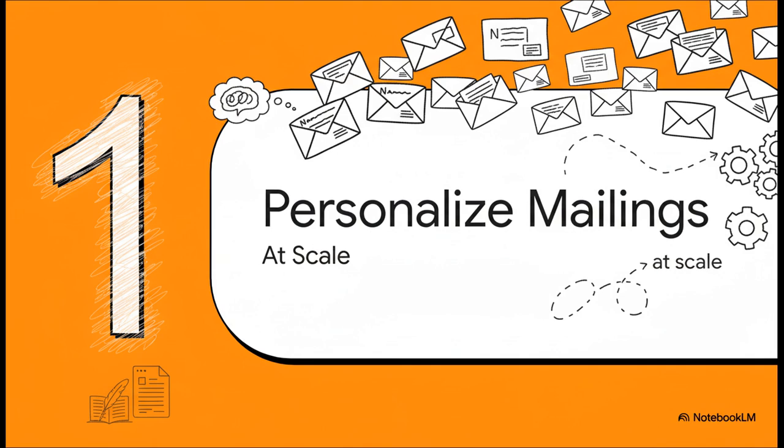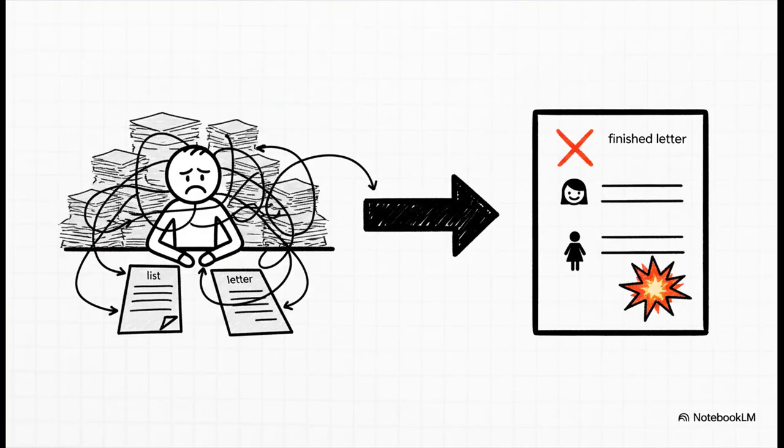So let's start with that first massive headache. Trying to send personalized mailings to a huge list of people without totally losing your mind in the process. Here's the thing about doing this stuff by hand. It isn't just slow, it is a recipe for disaster. One wrong copy and paste, and suddenly you're sending a letter to Mr. Jones that starts with, "Dear Miss Smith." Yeah, there has to be a better way.